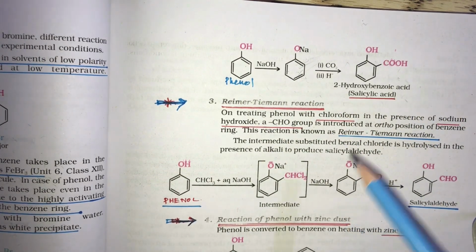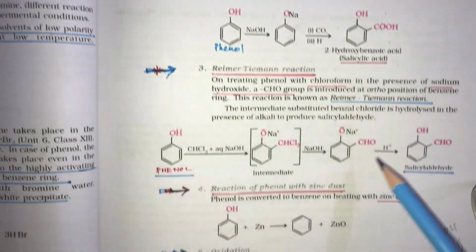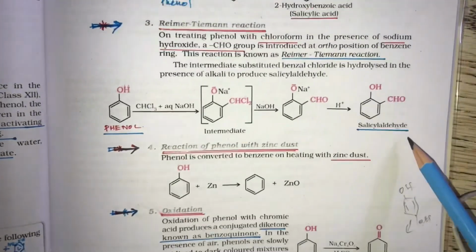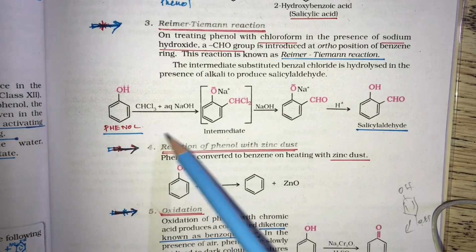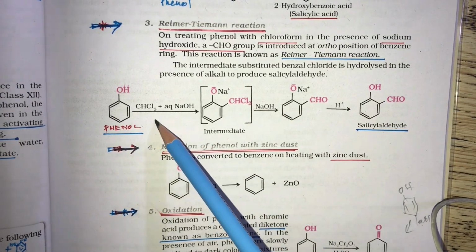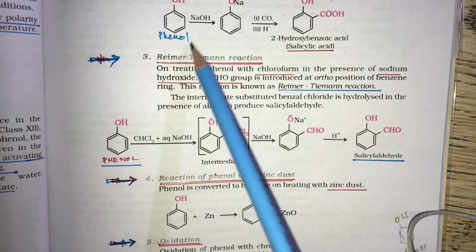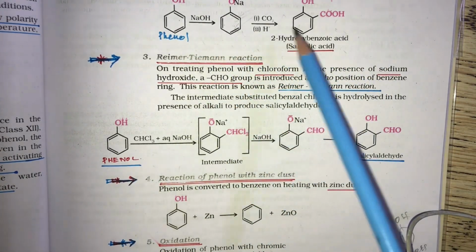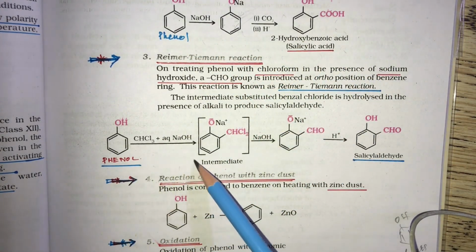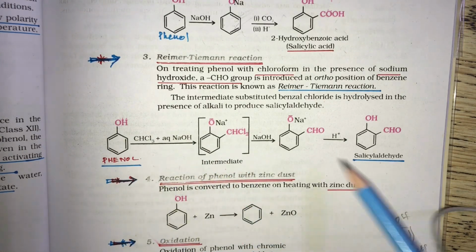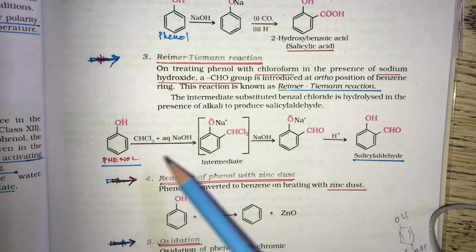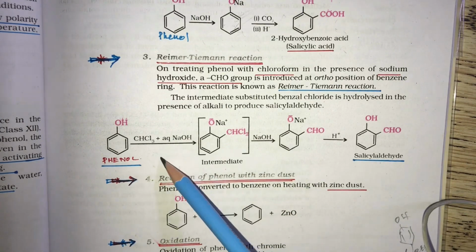The next one is Reimer-Tiemann reaction. Conversion of phenol into salicylaldehyde is called Reimer-Tiemann reaction. Here chloroform and sodium hydroxide are used. For the conversion of phenol into salicylic acid, sodium hydroxide and carbon dioxide are used. Here for the conversion of phenol into salicylaldehyde, chloroform and aqueous sodium hydroxide are used.